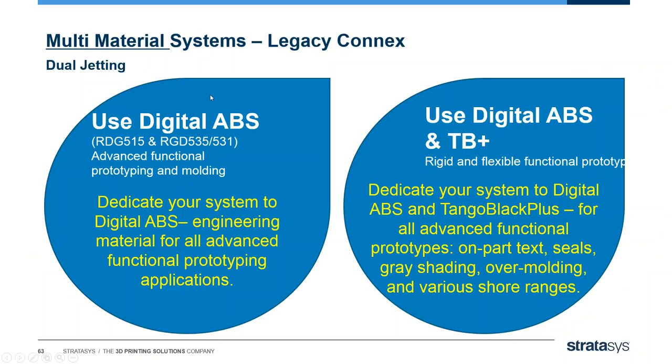Coming to multi-material systems like the Legacy Connex, use digital ABS. This is RGD 515 and RGD 535 or 515. Remember, 535 is the green version, 531 is the whiter version. Dedicate your system to digital ABS, an engineering material for all advanced functional prototyping. And in combination with digital ABS and Tango Plus, use your system between digital ABS and Tango Black Plus or Tango Plus for all advanced functional prototypes on part texts, seals, gray shadings, overmoldings, and the various shore ranges.